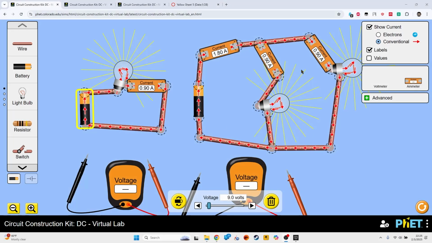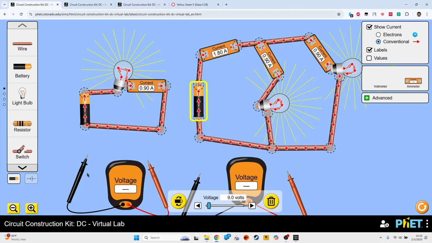So this is a case of a parallel circuit where this battery is again 9 volts and 1.80 ampere is being supplied by the battery. 0.90, that is half of it, goes into this bulb, the other half goes into this bulb, and then the same current combines at this point, and then that goes into the circuit.